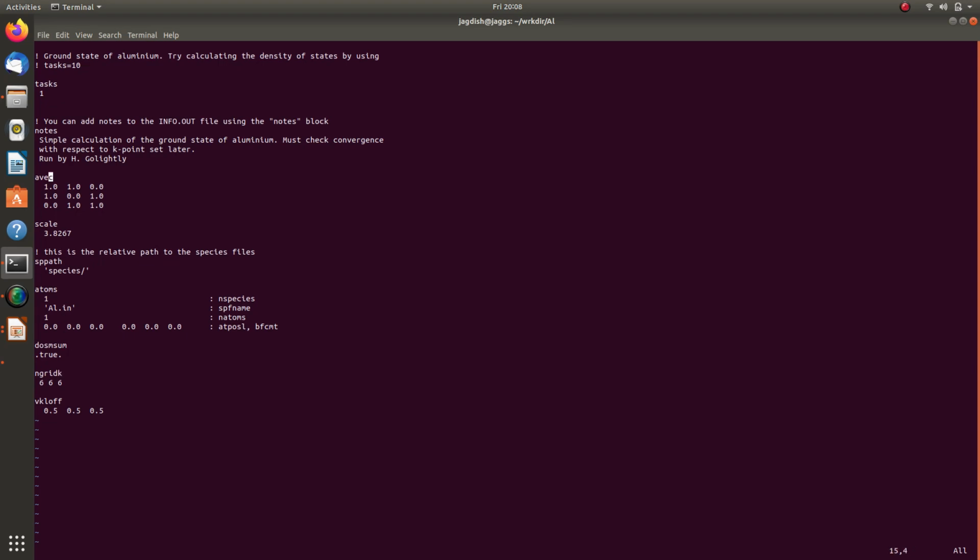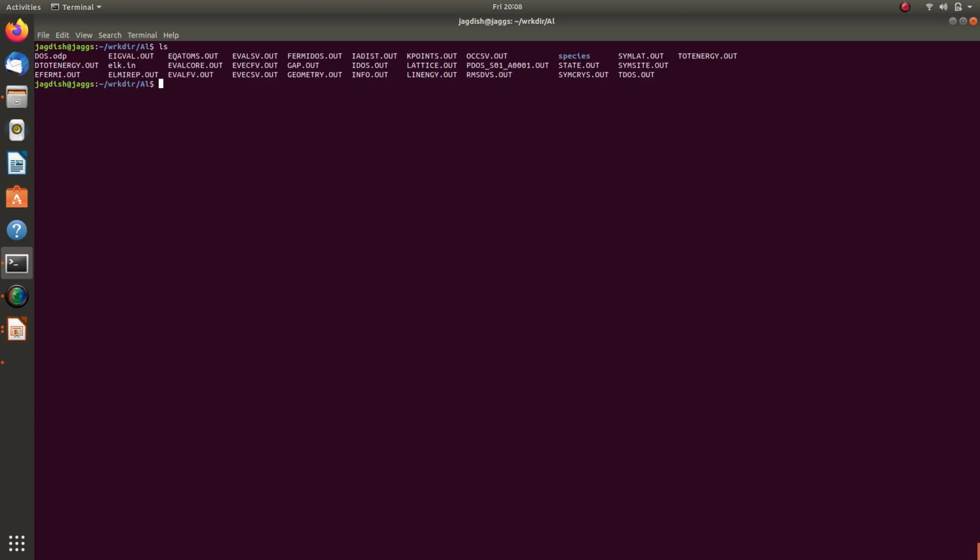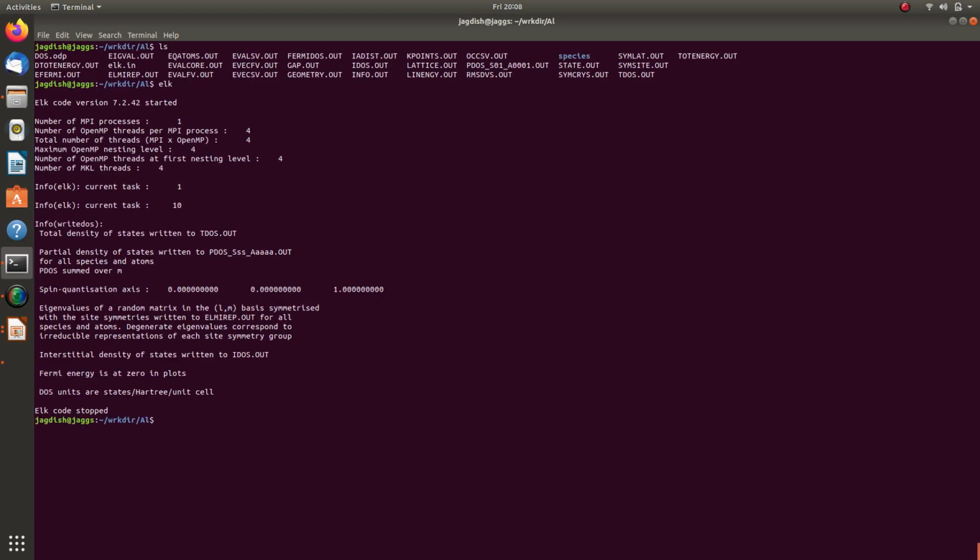And we can integrate two tasks together in the elk.in file. So here we can put 10 as well. What the code will do is first do task 1, meaning ground state, and then that will be followed by task 10. So let us run it. So task 1 and task 10 are done.